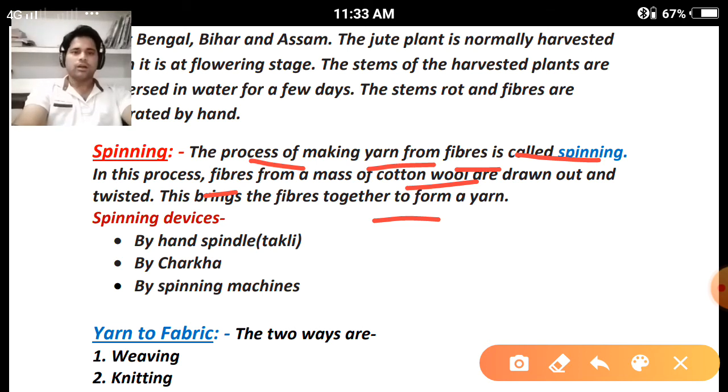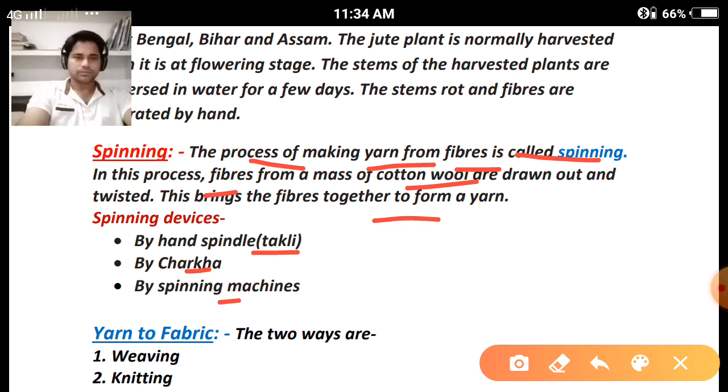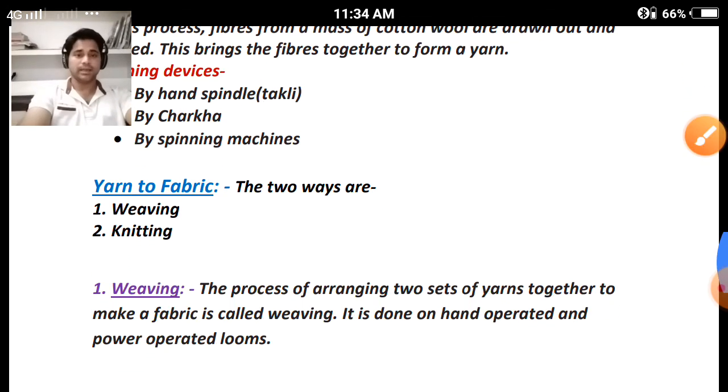Clear? And now, what are the devices of spinning? By hand spindle, that is Takli, and you can see the picture of Takli in your ebook. By Charkha, which earlier was used by Mahatma Gandhi, and by spinning machines. So these are the spinning devices you have to learn. Clear? So spinning is clear. Did you get the meaning of spinning?